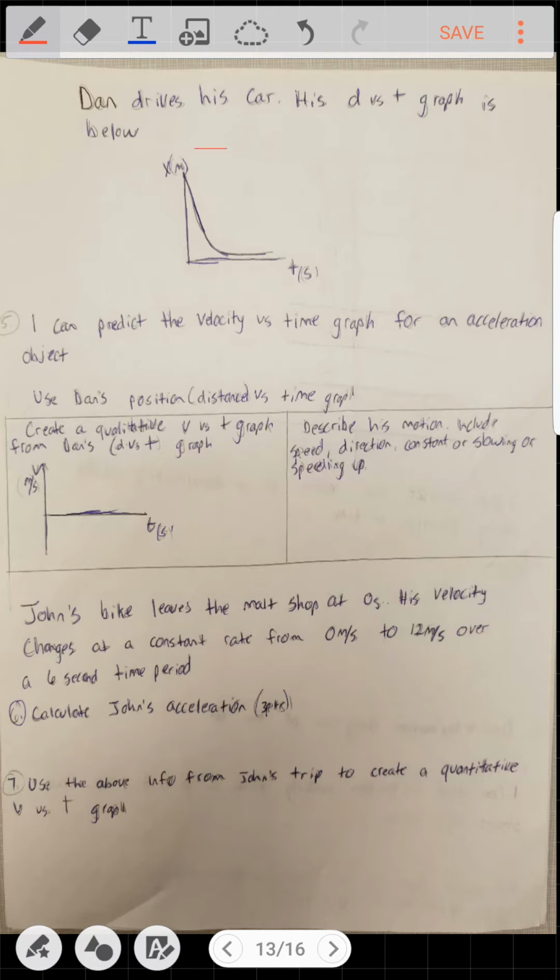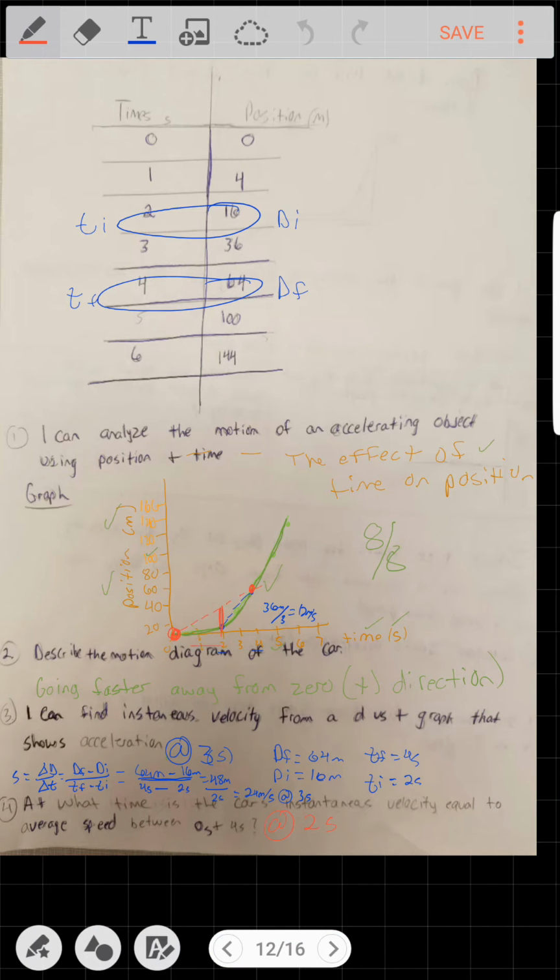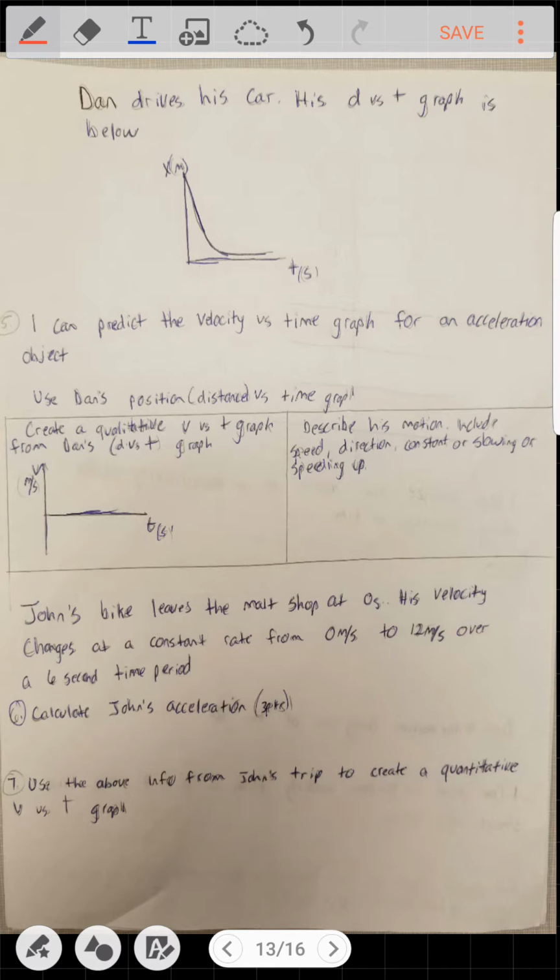So I have this graph. It's a qualitative graph. Why is it qualitative? Because there's no numbers involved. The last one we did over here, this is a quantitative graph. This is a quantitative graph with numbers in it, so you have to keep that in mind. So Dan drives his car. His distance versus time graph is below.